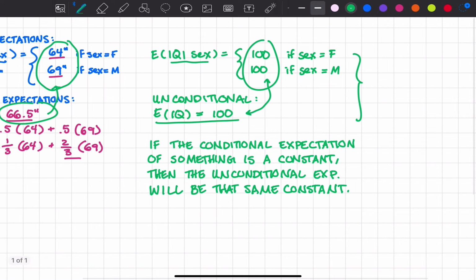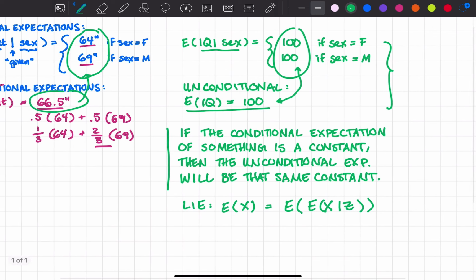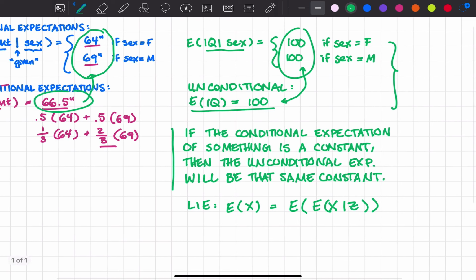And if you Google stuff about econometrics, this will come up. This idea is from something called the law of iterated expectations, which is that the expectation of some random variable x is the expectation of the conditional expectation of x given some variable z. And that's exactly what we did.